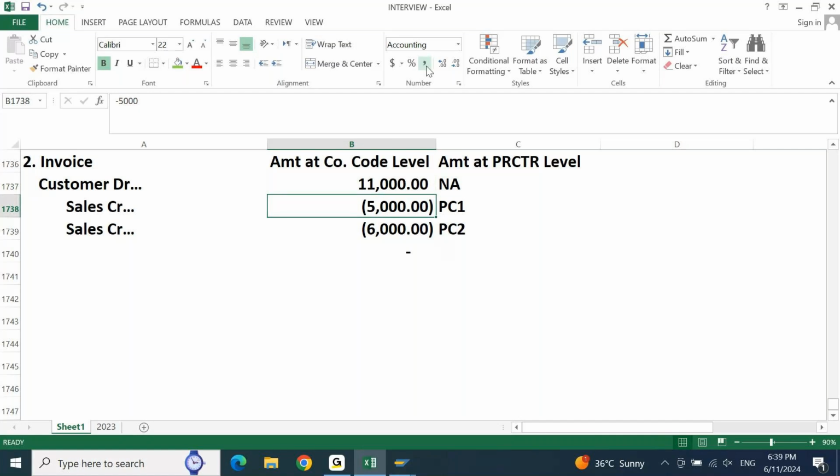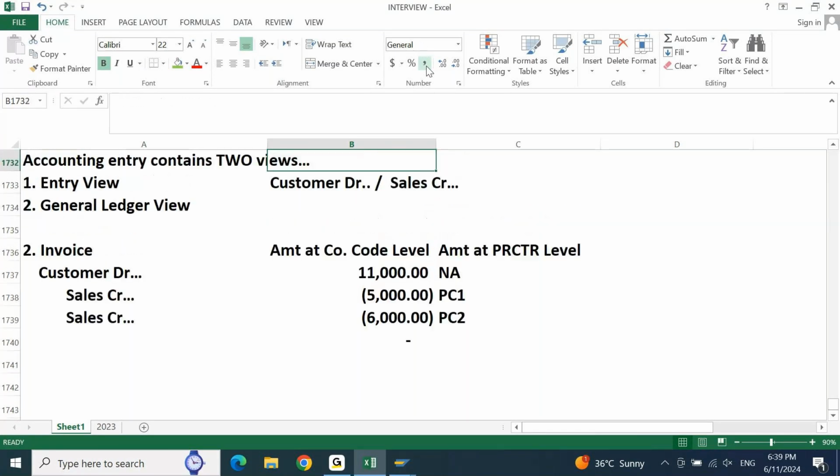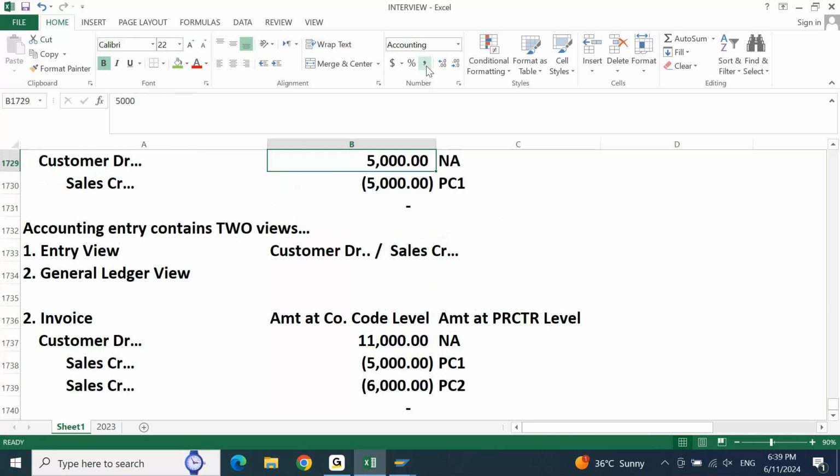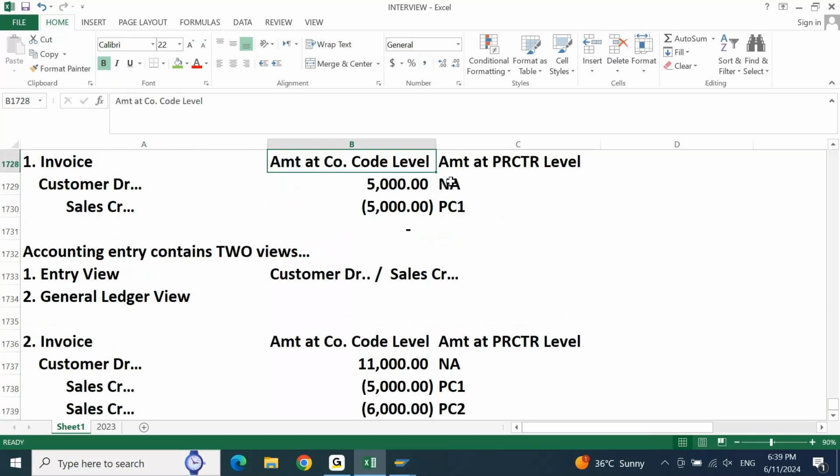Meaning, while posting the accounting entry, always remember, the first accounting entry has profit center not applicable. The other line item has only one profit center. Straight away the system is taking this PC1 here. When you have only one debit and only one credit, it is straightforward.